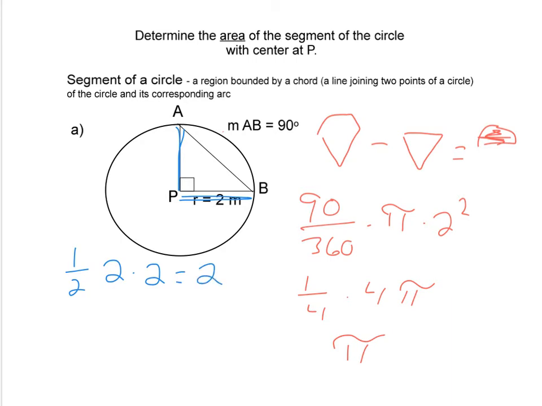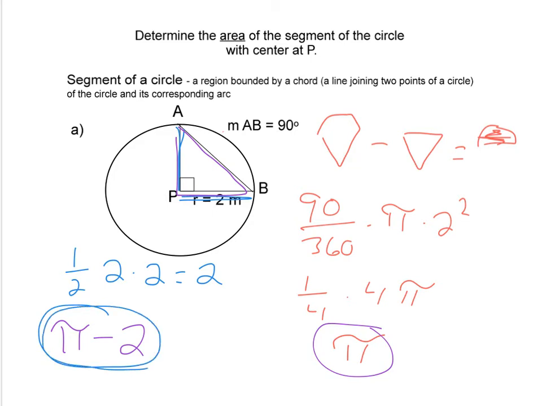So now the area of my sector is going to be pi minus the area of my triangle, that's right here, that's 2. And that's going to equal the area of my segment, pi minus 2.